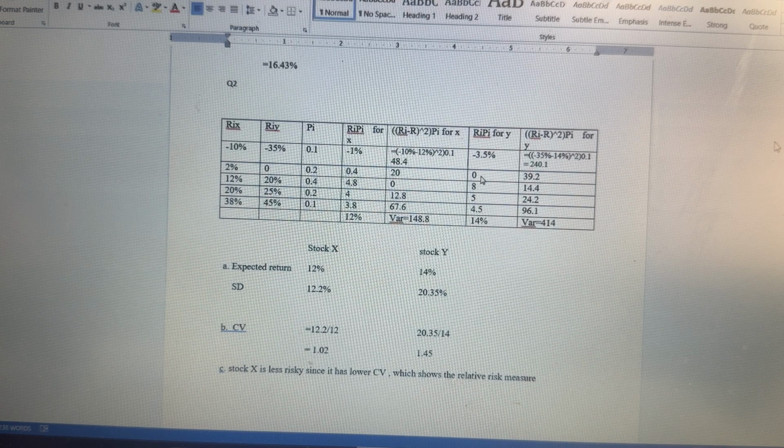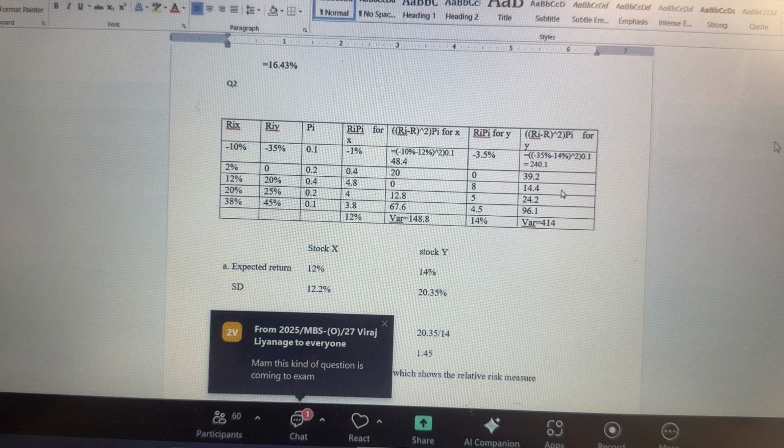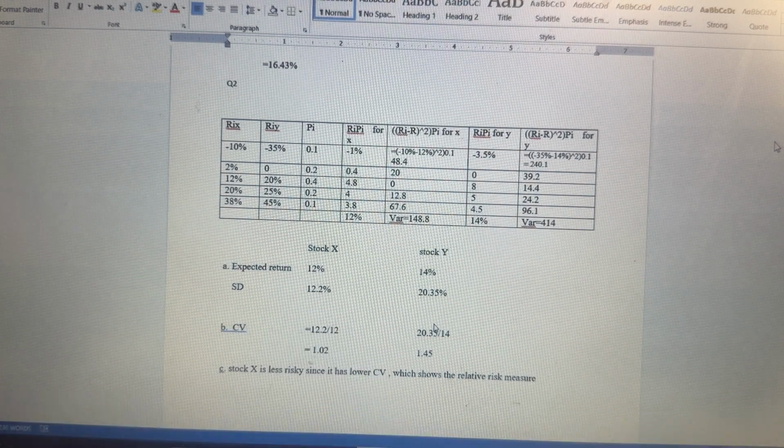this is 0 return, so it becomes 0. Then adding all, we can see the total expected return of stock Y is 14%. Then we calculate the variance and standard deviation, and for stock Y it becomes 20.35 percentage. I hope the answers are correct. There is a possibility this may come in the exam. I think one similar question has already appeared in an on-site examination. Yes, so X is correct, Y also correct, 20.35. Right.